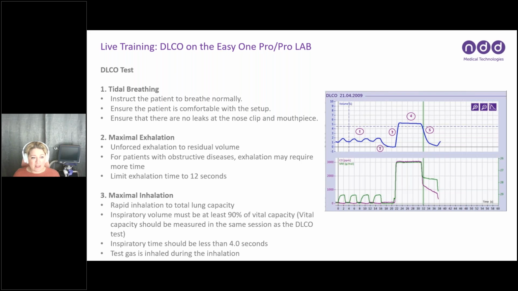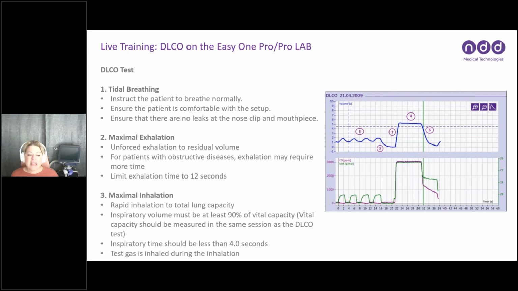I do mention that during this maximal exhalation, we as the technicians on the Pro Lab device have one extra step we need to do. As soon as they start to breathe out, there's a button that appears on the screen that says activate. And that's just telling the device to watch for that point of expiratory plateau. But you'll see that when we get to the video.